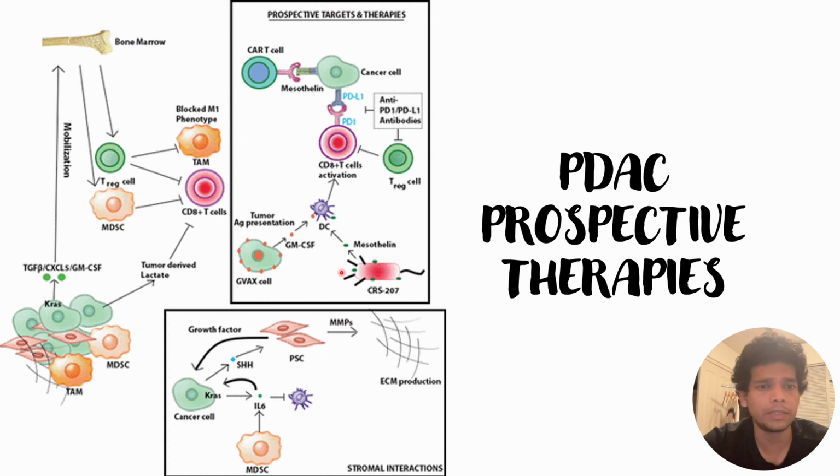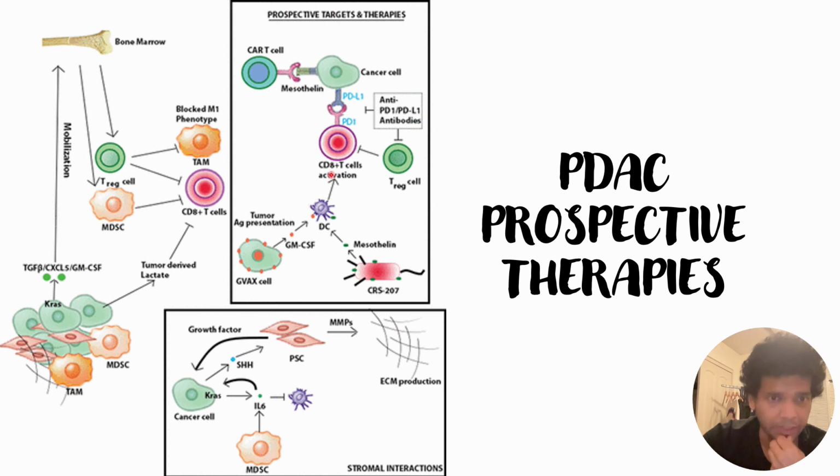Here is a more detailed explanation. Mesothelin is highly expressed in PDAC tumor cells, so its antigen can be detected by dendritic cells, and these dendritic cells can then activate the CD8 T cells. The CD8 T cells will then act against the mesothelin-associated antigen, which is usually present on the PDAC tumor cells.